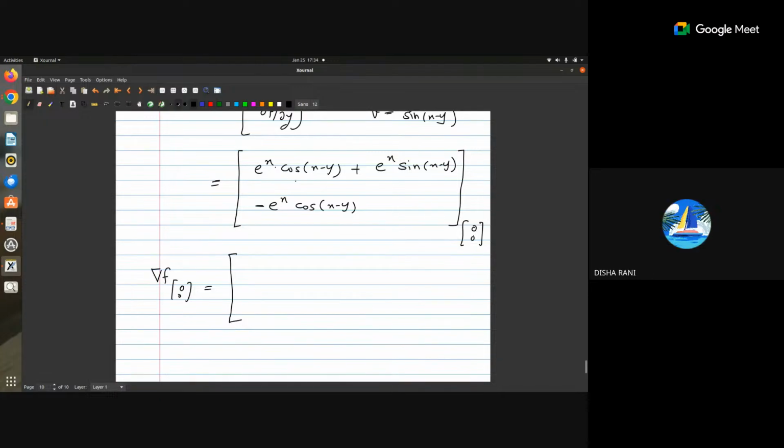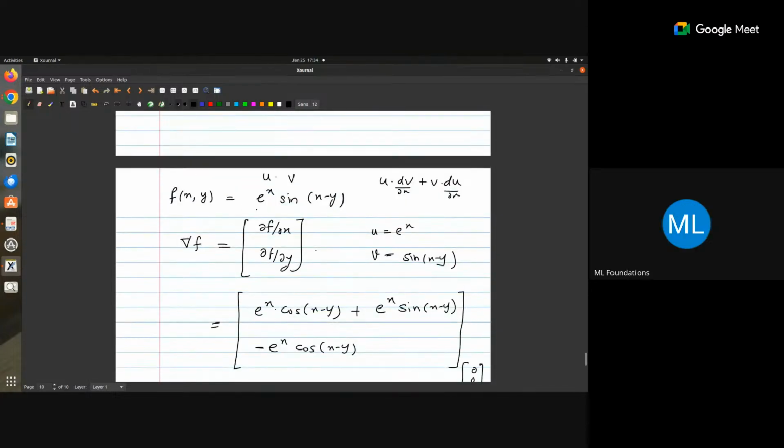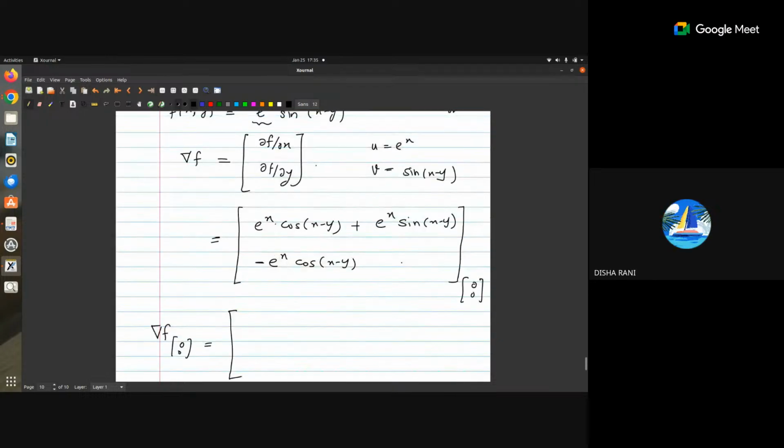which is 1. Sir, here do we also need to do u into v? No, because e to the power x is free from y, right? Yes, sir. When you differentiate with respect to y, whatever functions of x are there, we treat them as constants. So here e to the power x is a constant, so we don't have to worry about it. Is that right? Okay, sir.